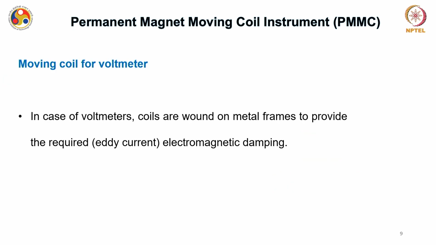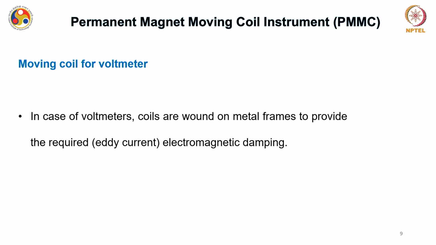Now please note that the winding of this coil is different for a voltmeter or an ammeter. A PMMC voltmeter utilizes a separate idea from PMMC based ammeters. In case of voltmeters, the coil is wound on a metal frame to provide the required electromagnetic damping. The metal frame is basically providing the required electromagnetic damping, because of the eddy currents that are formed in this aluminum former, which will provide damping.